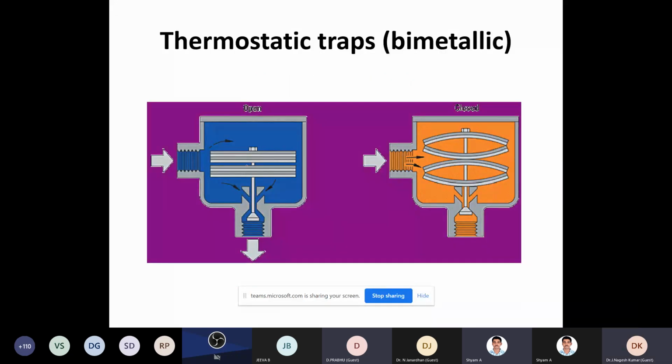Similarly, here you can see a thermostatic type with a bimetallic strip here. The bimetallic strip is actually going to expand when steam comes. When it expands, it takes a bow shape like this, and you can see this is closed, completely closed. Okay, so this is a thermostatic trap.